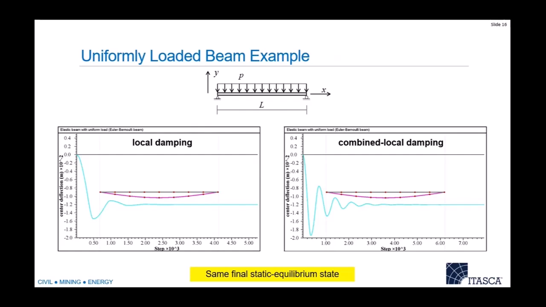And then this slide is just kind of showing that even if you use local damping or combined damping, the final static equilibrium state is the same. So this is just a beam given uniform pressure, applied using the two different damping schemes, but the final state's the same. And that's important.